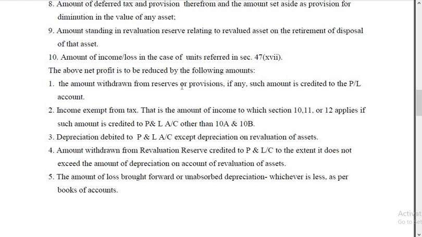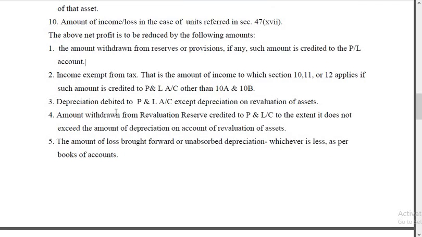The amount withdrawn from reserve or provisions, if any, if such amount is credited to the profit and loss account earlier. Income that is exempt from tax, that is the amount of income to which section 10, 11 or 12 applies, if such amount is credited to profit and loss account, other than section 10A and section 10B.